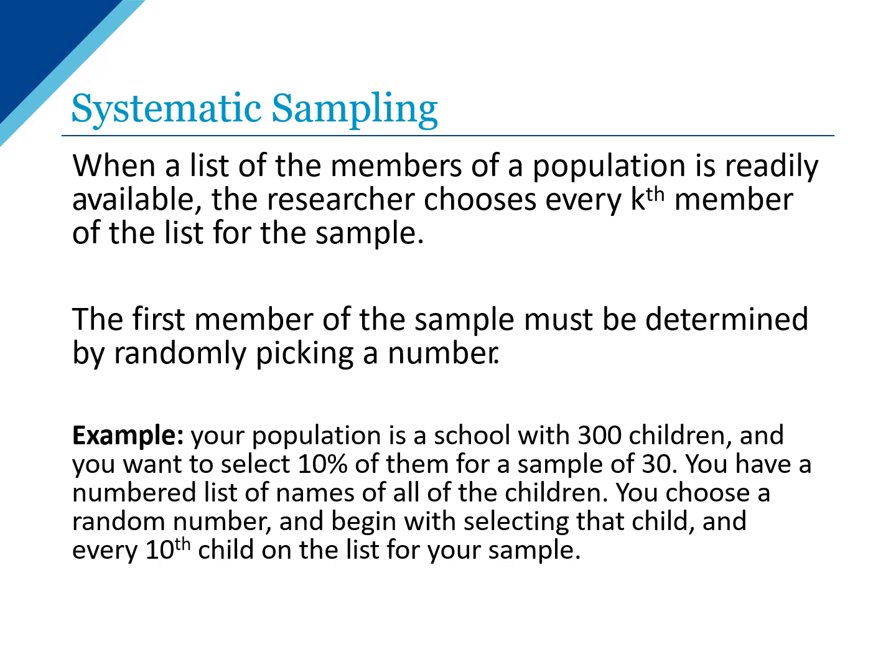When a list of the members of a population is readily available, you can use systematic sampling by having the researcher choose every kth member of the list for the sample. In this strategy, the first member of the sample must be determined randomly. If we return to our school example, you take a numbered list of all the children in the school. You choose a number randomly and begin by selecting the child at that number in the list, then every 10th child on the list for your sample to get 30.